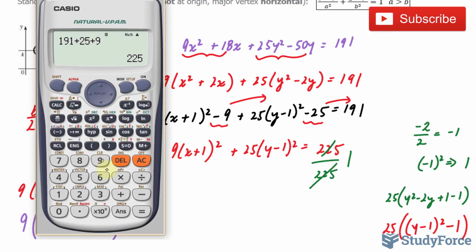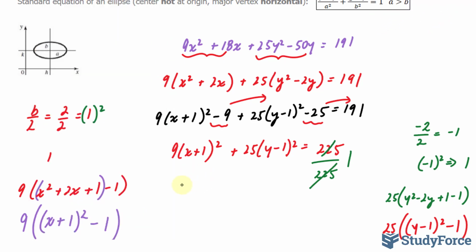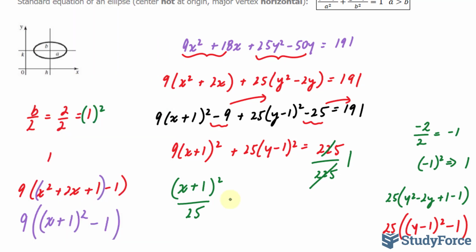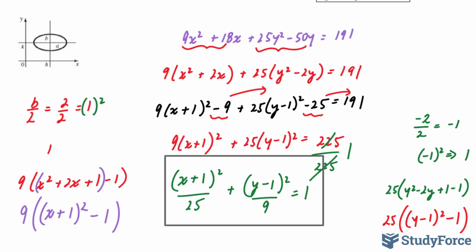Let's find out what 9 divided by 225 is equal to. It's equal to 1 over 25. So (x + 1)² over 25. And 25 divided by 225 gives us 1 over 9, plus (y − 1)² over 9 is equal to 1. And from this equation, we can find out, like I mentioned earlier, our A, B, center, and all the other properties that we need.